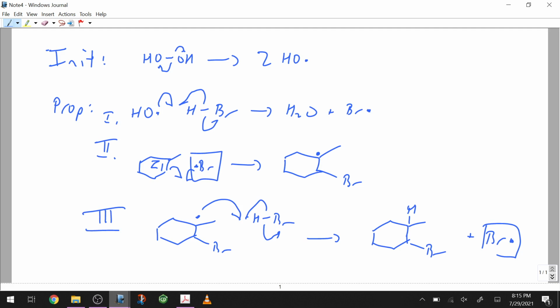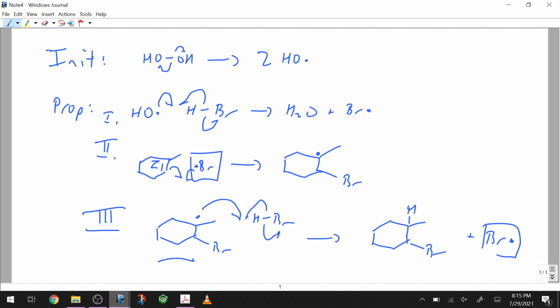Now, you didn't have to draw terminations here because that's not about getting to the actual product, but for completeness, you really should. Any two radicals you see here can combine in a termination step to form a bond. Any two radicals, doesn't matter which ones. So I could have this one and the bromine radical. I could have two bromine radicals get together. I could have a hydroxide, technically, and a bromine radical get together. I could have two carbon radicals get together.